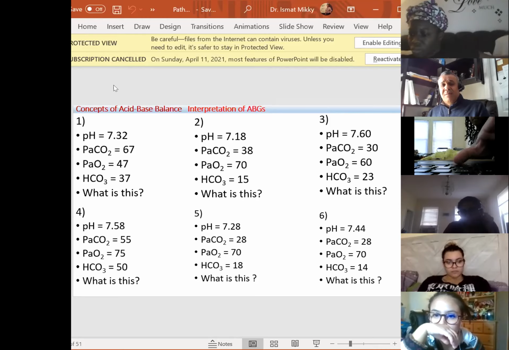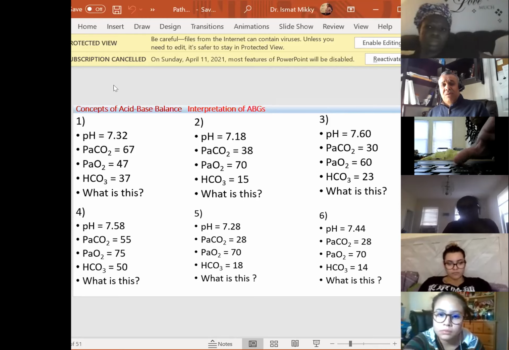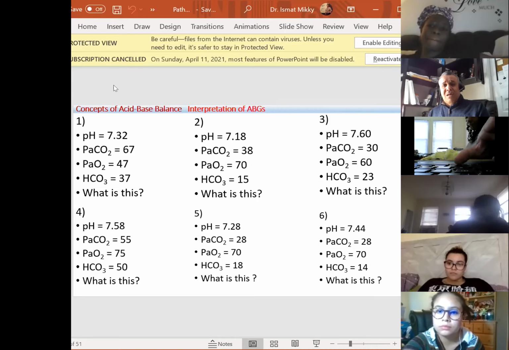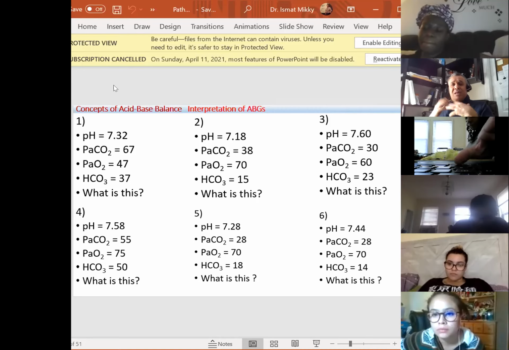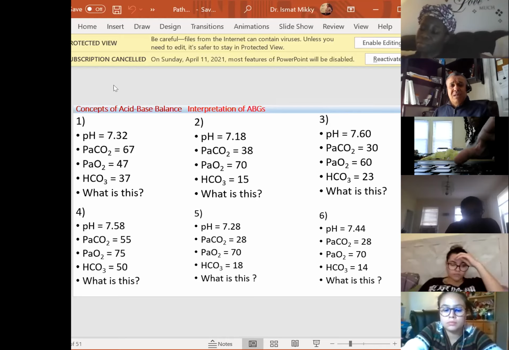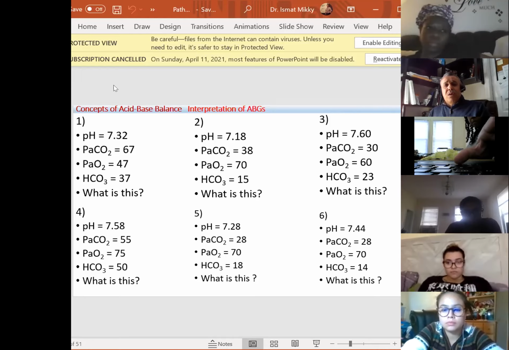Hypo. They retain CO2 because they are hypoventilating. When we don't breathe enough, right? So let's say like 10 breaths per minute, we are going to retain CO2, right? That's why the CO2 went up to 65, 67, and then the pH drops to 7.32. So far, any question or anyone's confused?